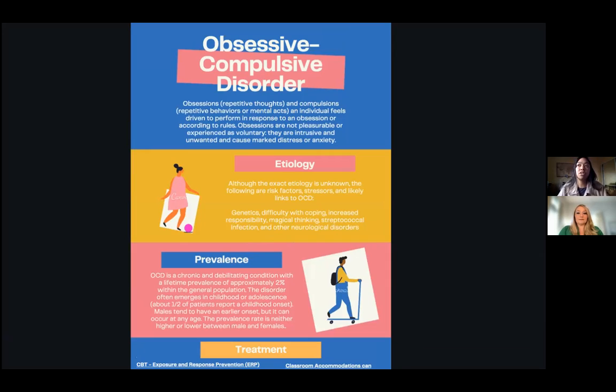Approximately 2% of the general population are affected by obsessive-compulsive disorder, and the estimated lifetime prevalence among adults in the United States is slightly higher than 2.3%. The disorder is usually seen starting in childhood or adolescence, but can occur at any age. There's an earlier onset among the male population. The prevalence rate between males and females is generally the same.